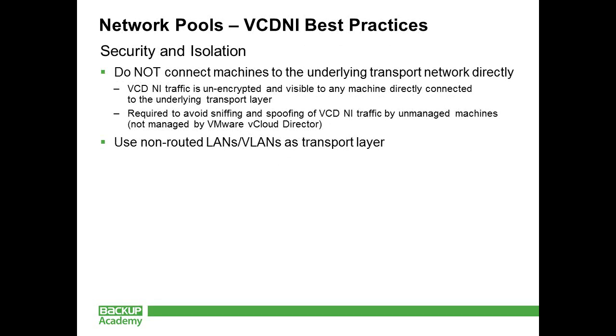Some best practices around VCDNI, briefly mention them. Don't connect machines to the underlying transport network directly. As we mentioned on a previous slide, it's unencrypted and visible to any machine directly connected to that transport layer. Always use non-routed LANs or VLANs as a transport layer. In today's modern networking, I don't know many people who would create a physical LAN just for a transport layer when you can easily create a VLAN. So bear in mind that always create a non-routed VLAN.